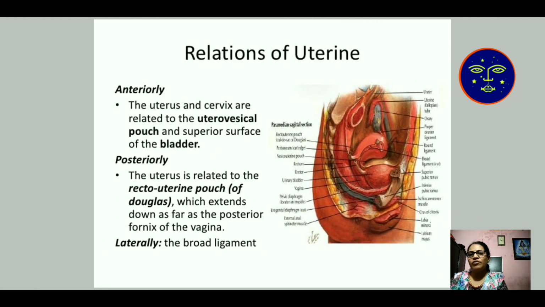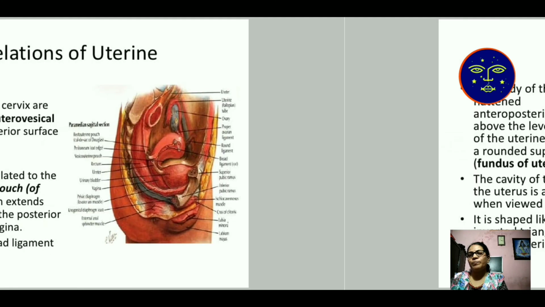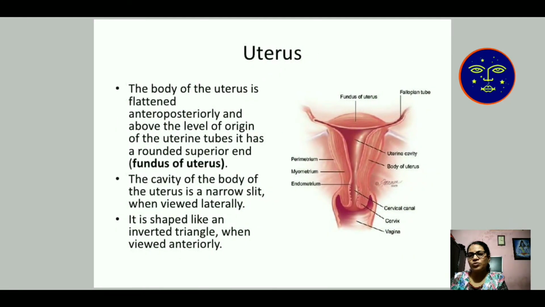As for the relations of the uterus, anteriorly the uterus and cervix are related to the uterovesical pouch and the superior surface of the bladder. Posteriorly, the uterus is related to the recto-uterine pouch, which extends down as far as the posterior fornix of the vagina. This is the uterus structure.